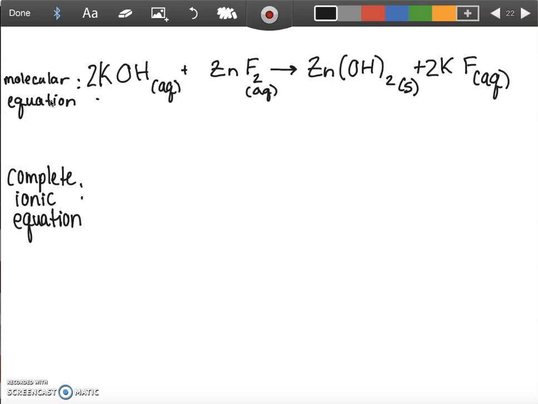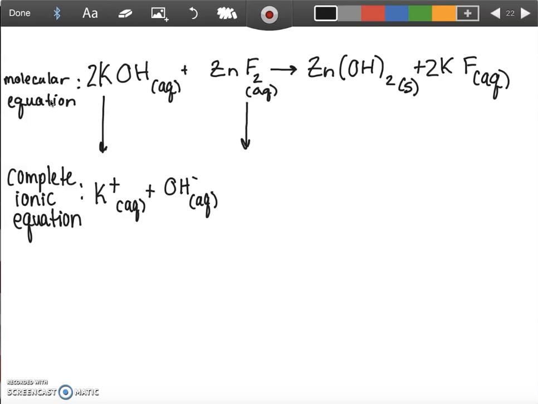And we'll start with potassium hydroxide here. Let's not worry about the coefficients in front of them just yet. We'll worry about that later. Potassium hydroxide is aqueous, so when it breaks up, it'll break up into K+, which is aqueous, and OH-, which is aqueous. You should know by now how to break up ionic compounds into the separate ions.